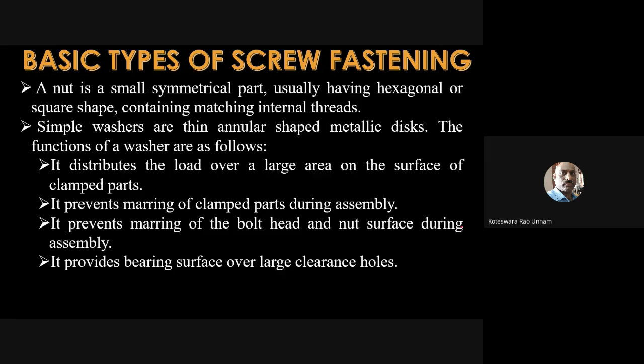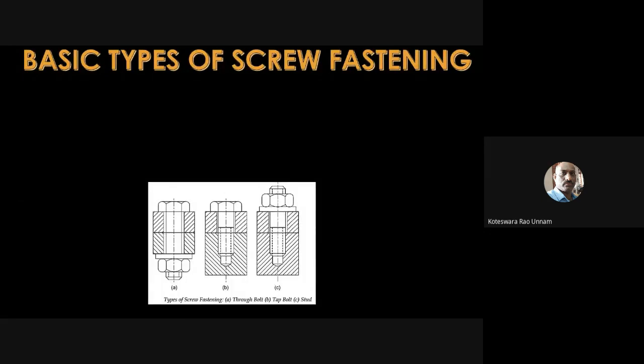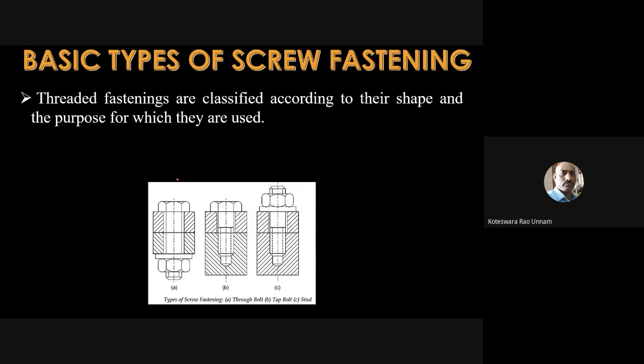Okay, so those are the only basic elements of your threaded joint. Next come the different types. In this picture I showed the different types of threaded joints. Threaded fastenings are classified according to their shape and the purpose for which they are used. Based on that they are classified.